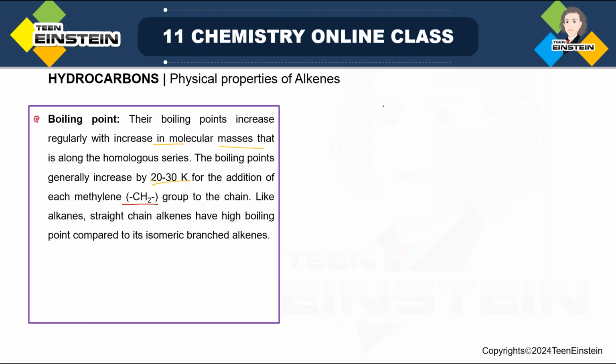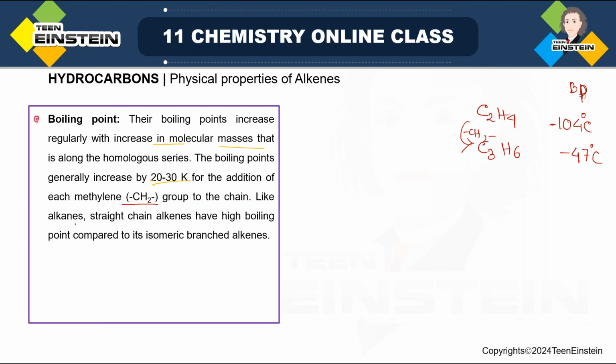So for example, when you are moving from C2H4 to C3H6, if you see the corresponding boiling point here, it is minus 104 degrees centigrade. But for propene, when you have added one CH2 group, now there is difference. The boiling point is increased, you can see, around 40. So 20 to 30 Kelvin or near about 40, there is increase because of addition of CH2 group.